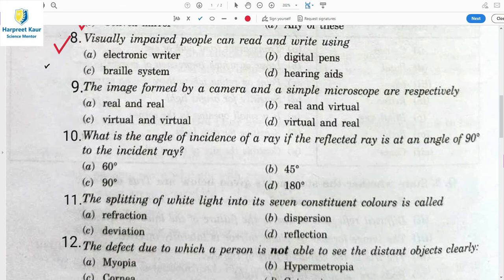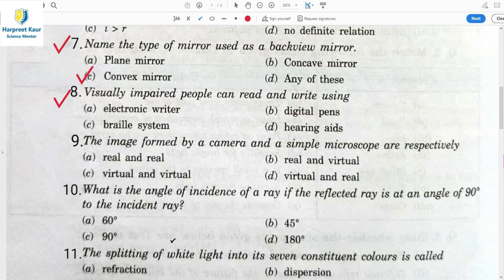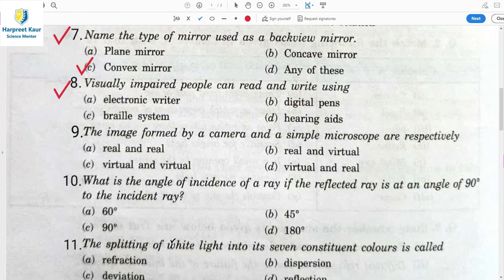Question 10. What is the angle of incidence of a ray if the reflected ray is at an angle of 90 degree to the incident ray? Children, what do you get from this? It is given that the sum of angle of incidence and angle of reflection is 90 degree. So angle I plus angle R is equal to 90 degree, and we know that according to the laws of reflection, angle I is equal to angle R. So that means angle I would be 90 degree divided by 2, means the whole angle formed divided by 2, and angle I would be 45 degree.